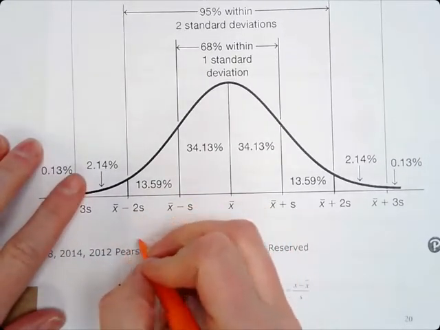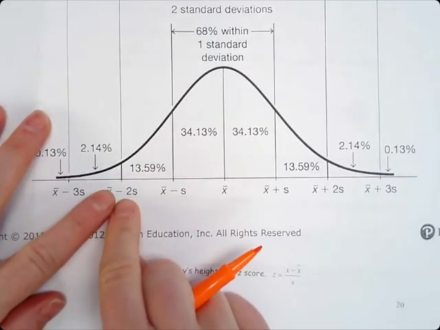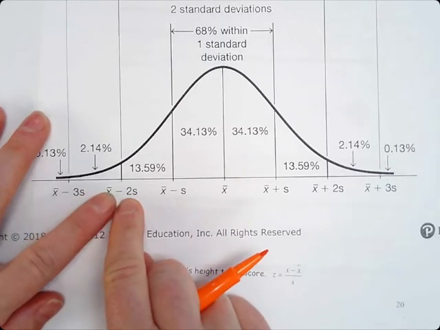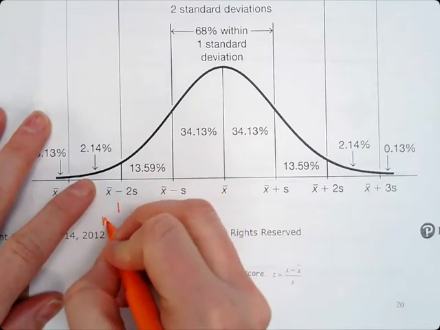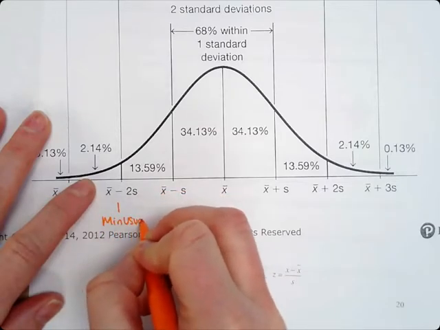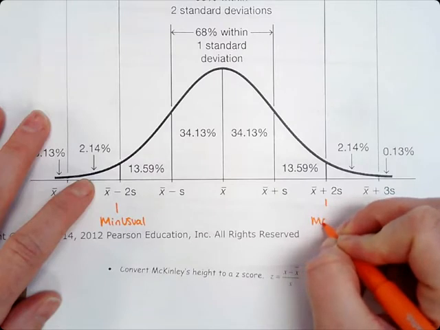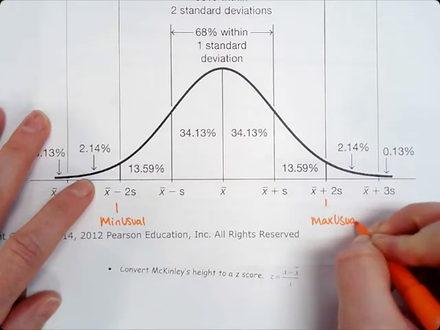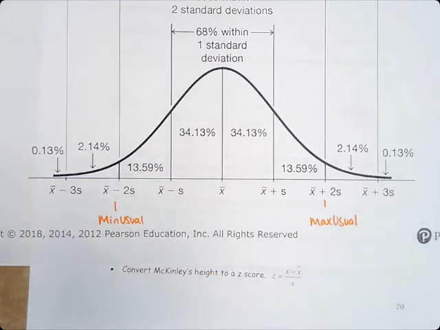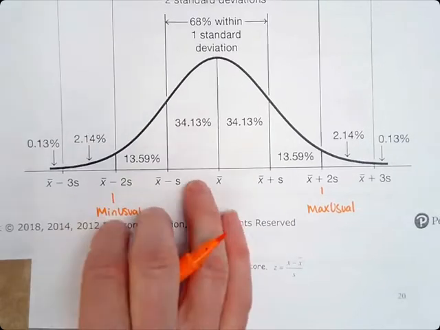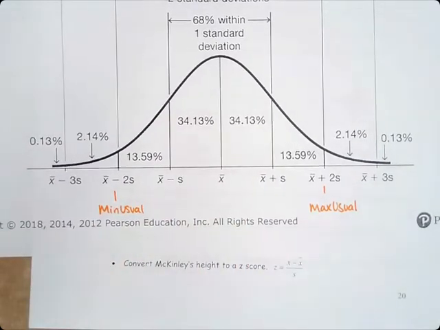And remember our usual values? The usual values are between X minus 2 standard deviations and X plus 2 standard deviations. So this is called your min usual and your max usual. We use min usual and max usual to figure out the outliers, and we're going to use that even more today. So this is really helpful to keep throughout the semester. We'll be looking back at it.